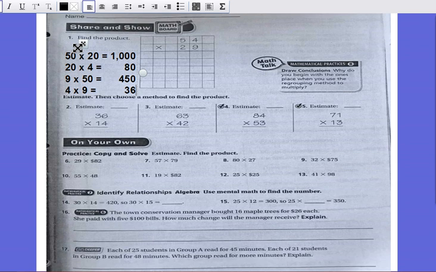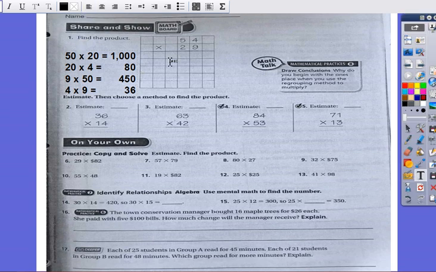Then I add that all up together, and I'm going to get 1,566.